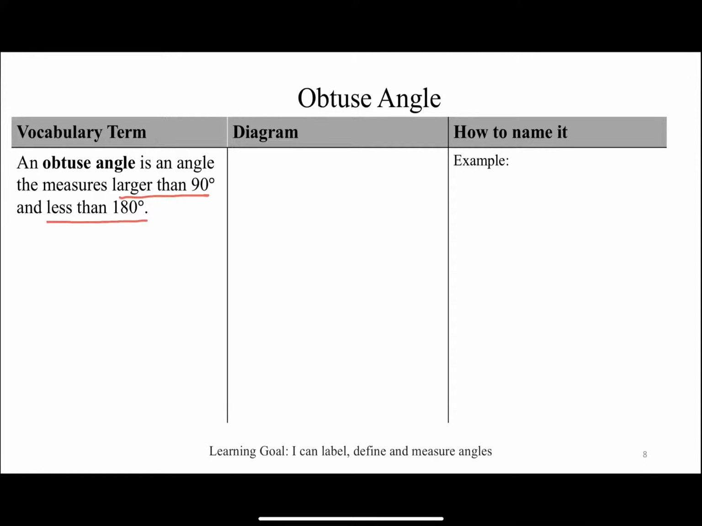And an example of an obtuse angle might look a little bit like this. Since it is larger than 90 degrees, notice it is more open than a right angle. And we can go ahead and find a few points on here. And one possible name we could have for this obtuse angle is angle ZXY.